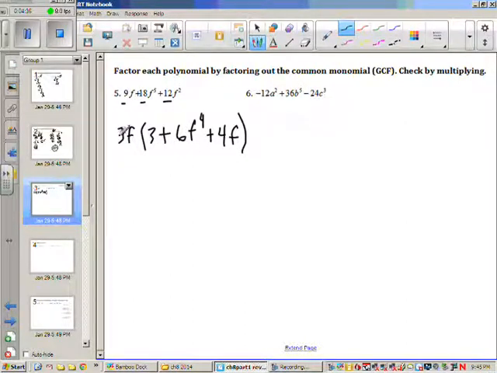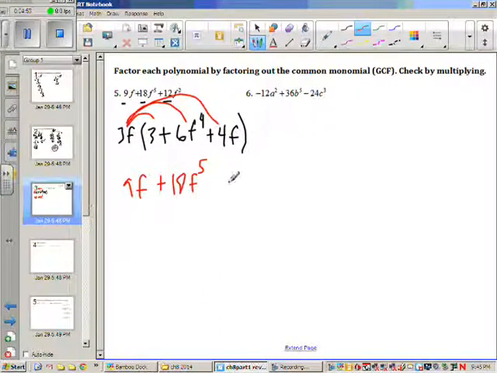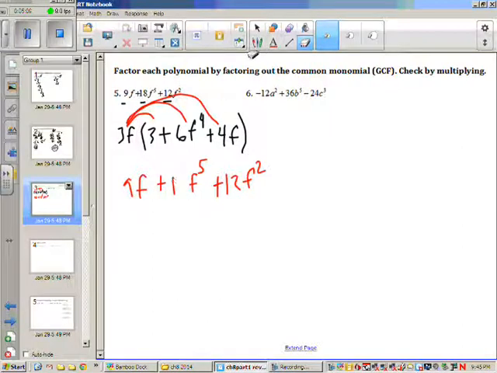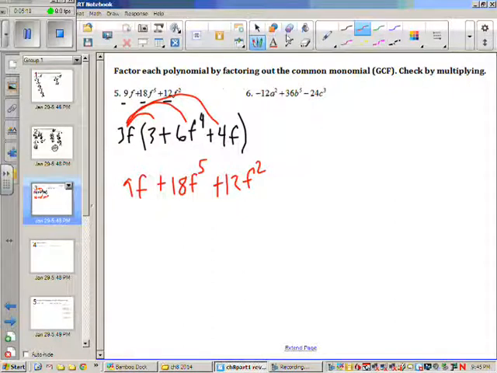And we're real close to being able to factor more than just the 3f out, but 3, 6, and 4 don't have a common factor. And if we did distribute this back in, we'd see that 3f times 3 is 9f. 3f times 6f to the 4th is 18f to the 5th. And then 3f times 4f is 12f squared. All right. Clean that guy up a bit. Why don't you try number 6 here? See how it goes. Hit pause.